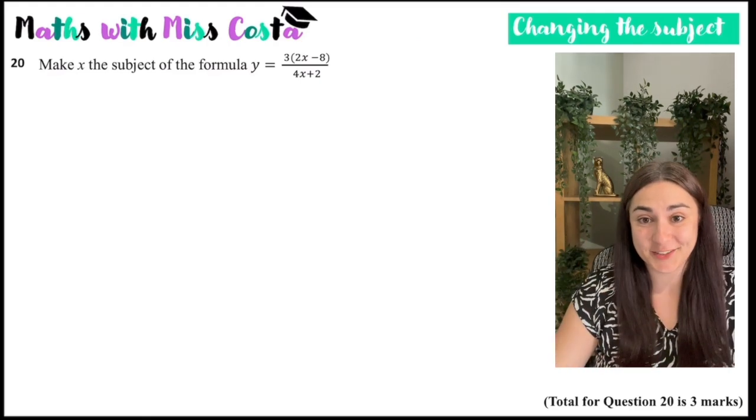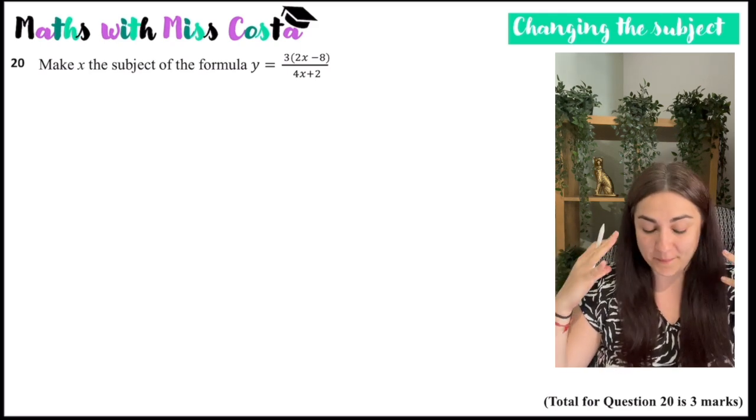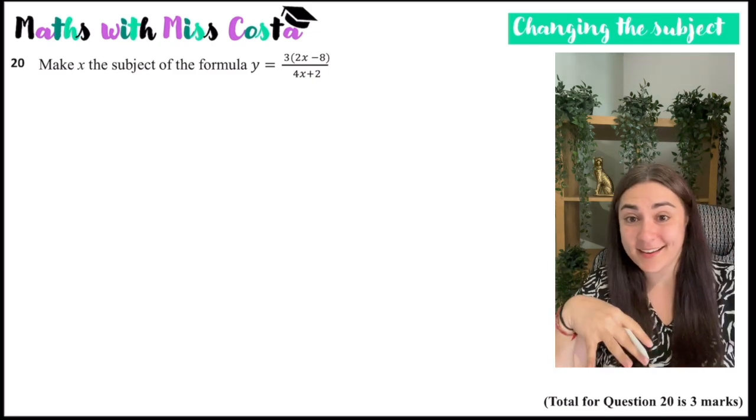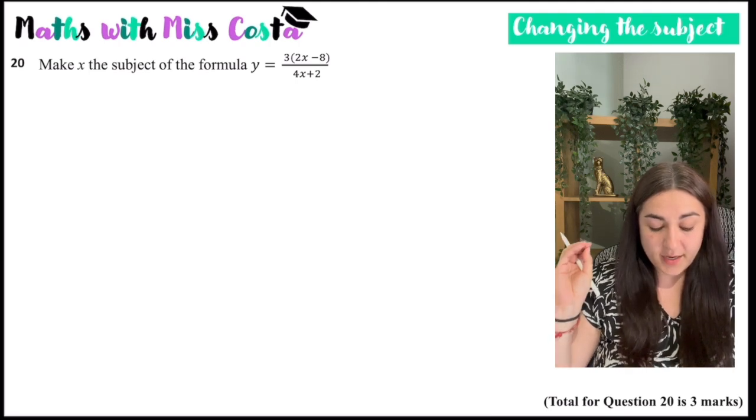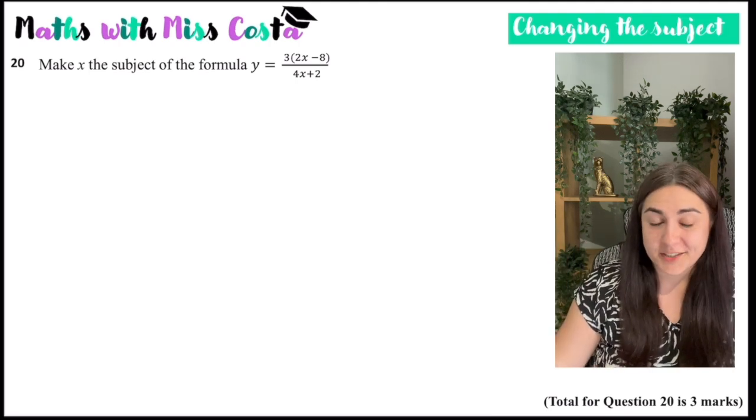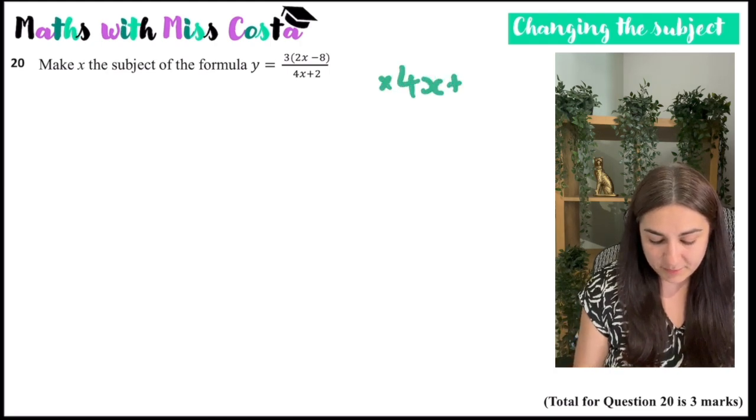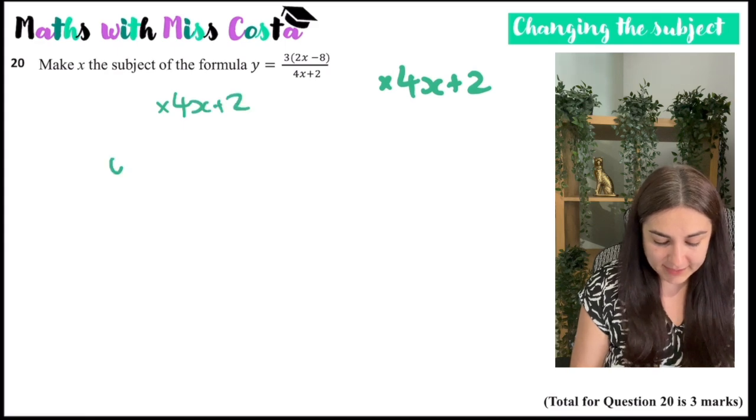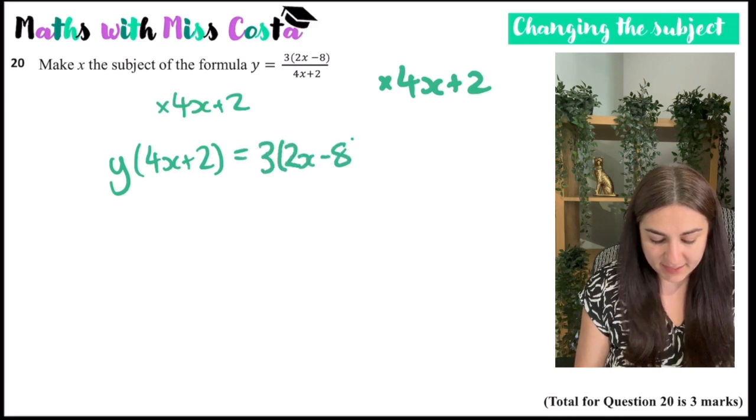Now these questions, I cannot stress enough, just keep doing things until something makes sense, because all you need to do with a question like this is just move things from one side to the other, maybe factorize, and maybe do a couple of things. So step 1, whenever you have a fraction, you're generally going to want to multiply by the denominator. So I am going to multiply both sides by 4x plus 2. So I'd be left with y brackets 4x plus 2 equals 3 brackets 2x minus 8.